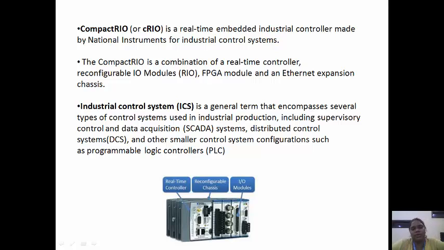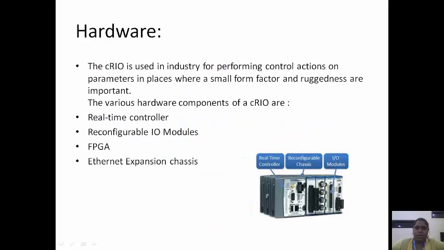The CompactRIO is a combination of a real-time controller, a configurable input-output module, also known as a RIO, an FPGA module, and an Ethernet expansion chassis. The Ethernet expansion chassis is sometimes used to connect the module with the outer internet systems. Now let us discuss the hardware of the CRIO system.